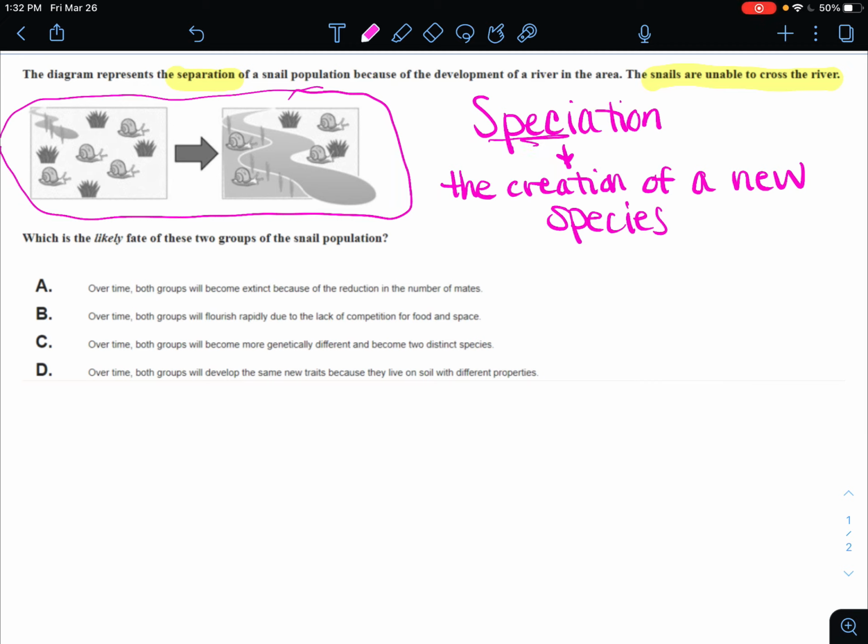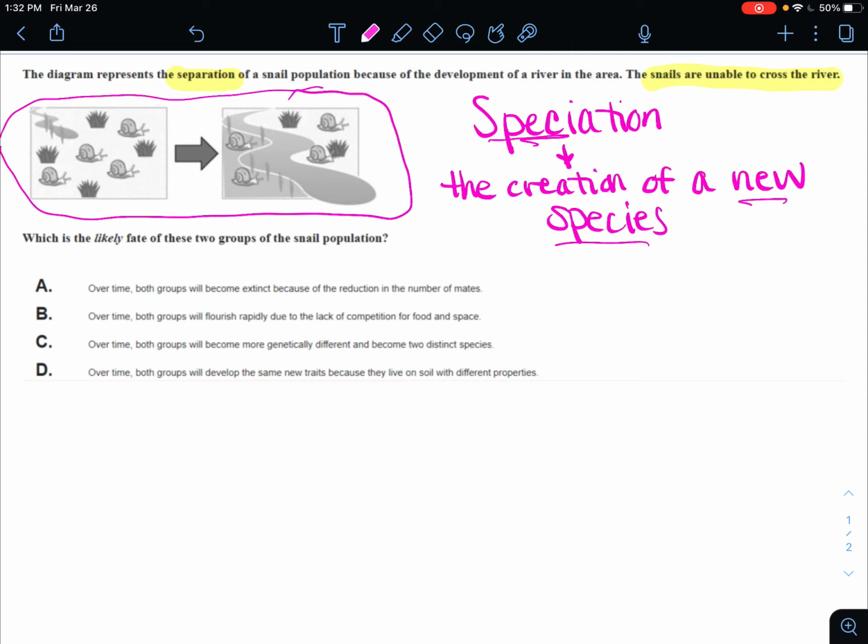Again, anytime you see a picture like this where we have one group that is separated by something, we are probably talking about speciation. I'd be shocked if we weren't talking about speciation, okay? So immediately think brand new species. When you see two groups separated, think new species. Trust me. Okay, rant over.